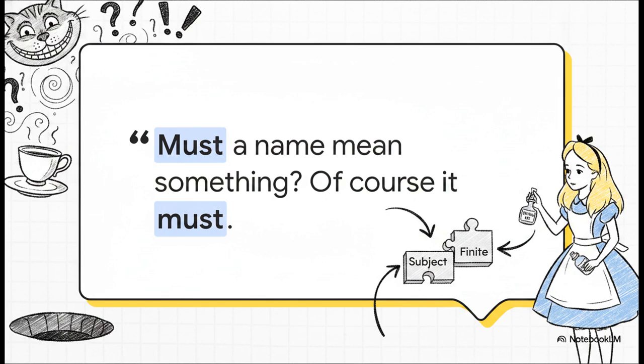Just look at this classic dialogue from Alice in Wonderland. We can watch exactly how the mood elements carry the entire argument forward, while the rest of the sentence is just elliptically dropped. "Must a name mean something?" "Of course it must." It and must, subject and finite. The entire debate shrinks right down to these 2 incredibly powerful syntactic blocks.